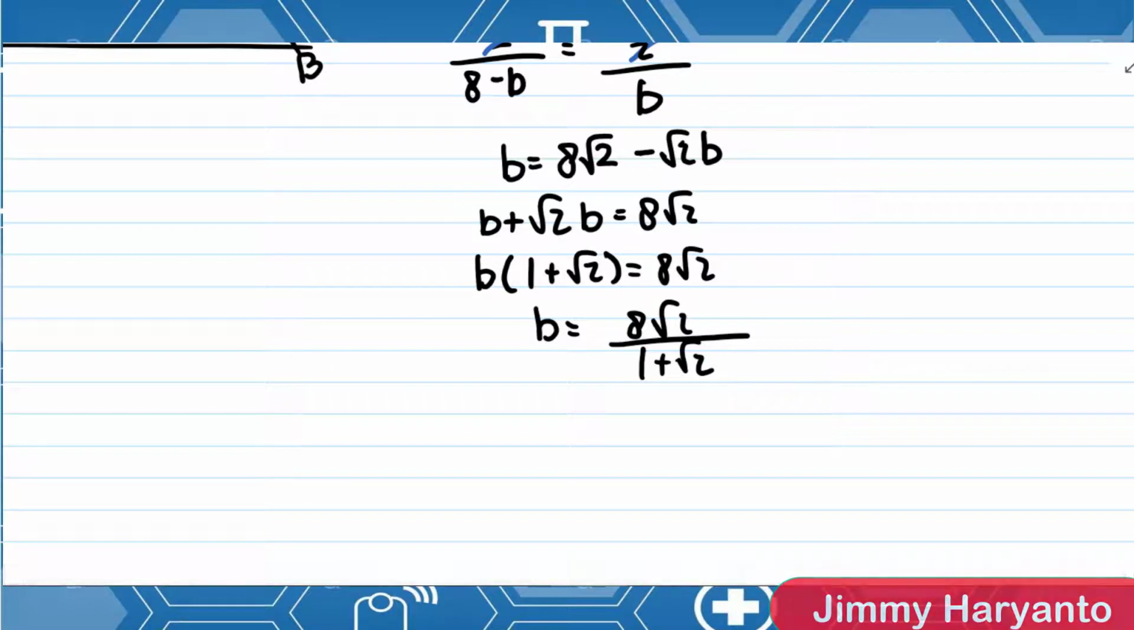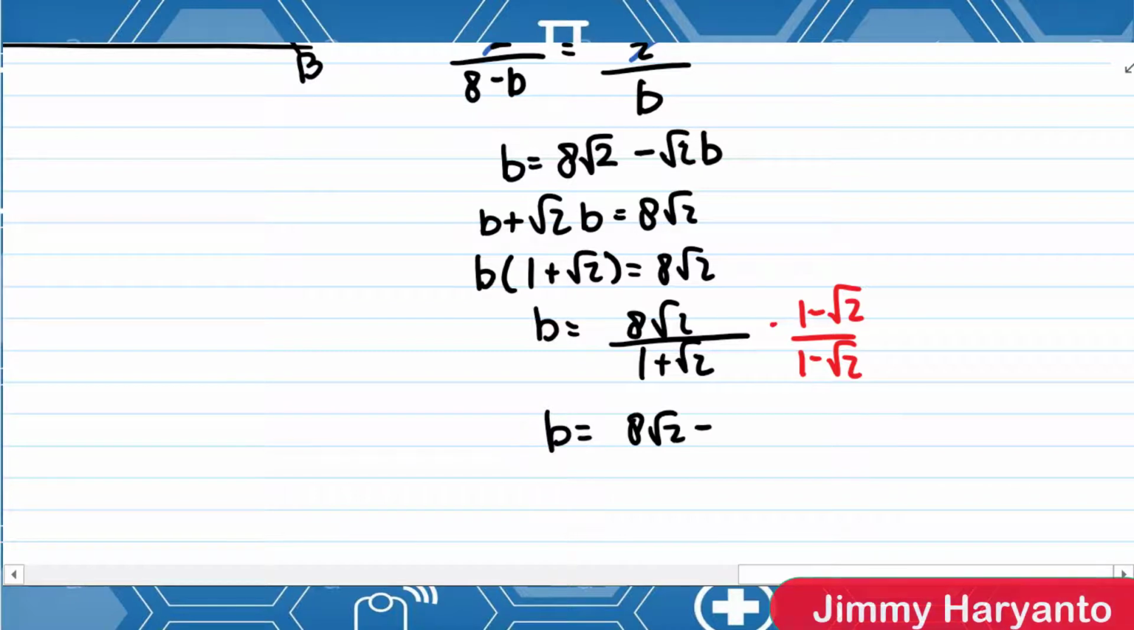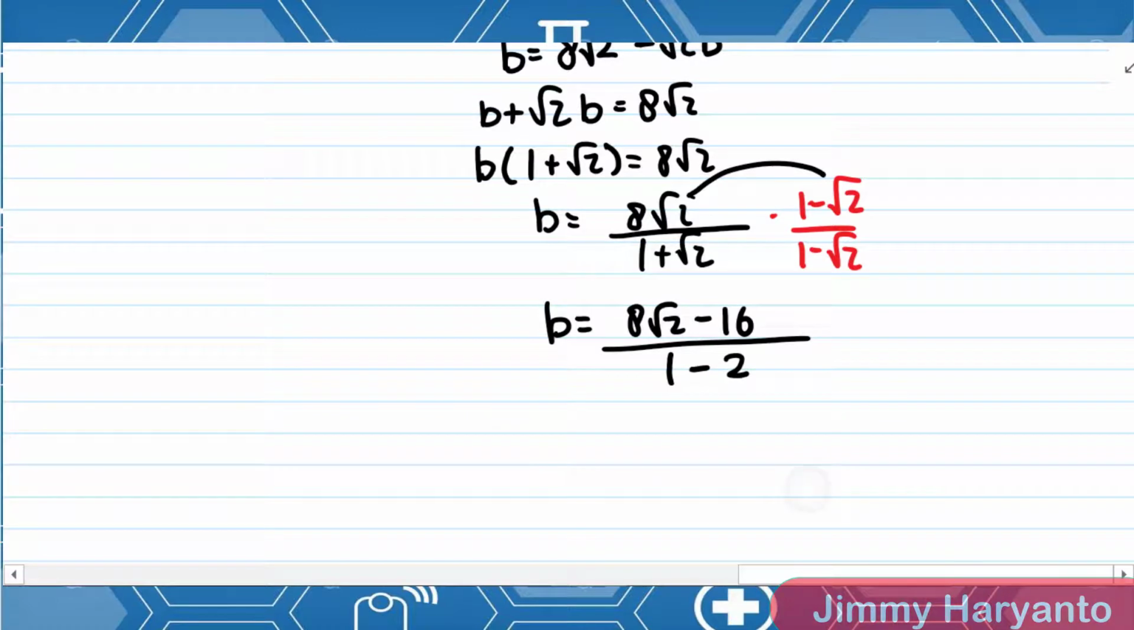Since 1 plus square root of 2 cannot be in the denominator, I have to multiply by 1 minus square root of 2. So the numerator is 8 square root of 2 minus 8 square root of 2 times square root of 2, which is 16, over 1 minus 2. After that, b equals negative 8 square root of 2 plus 16. Just like that, so this is b.